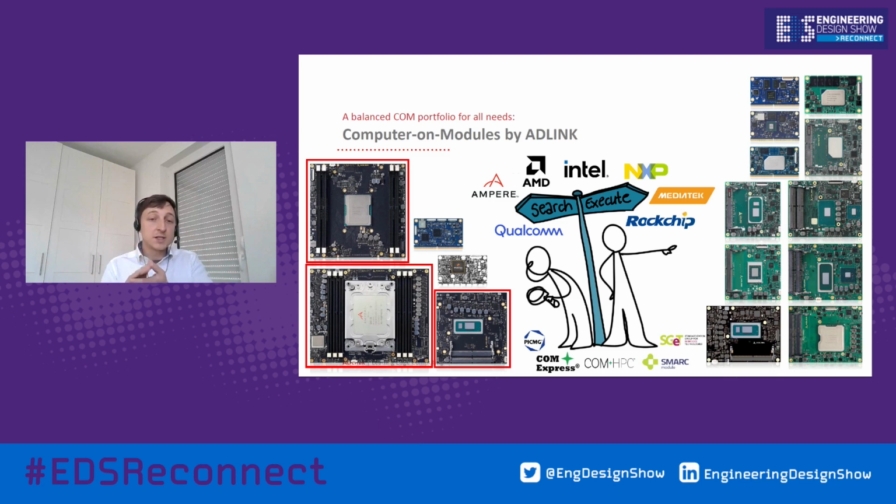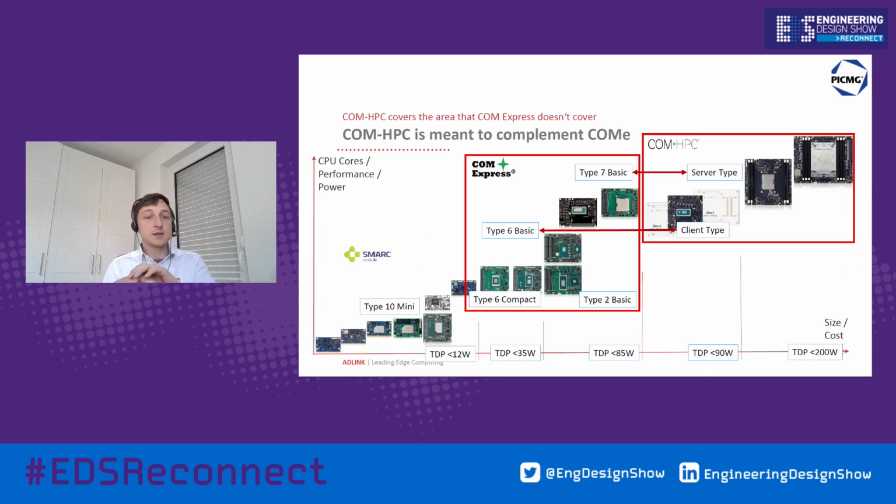Another consideration is that many applications demand extremely high data bandwidth, which may range up to 100 gigabits per second. And the new COM-HPC specification addresses all these high-end requirements. So ADLINK provides a computer module portfolio which scales from high-end to best cost solutions. Today, we are having a closer look at the red boxes here.